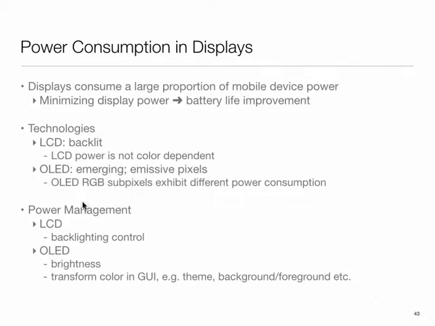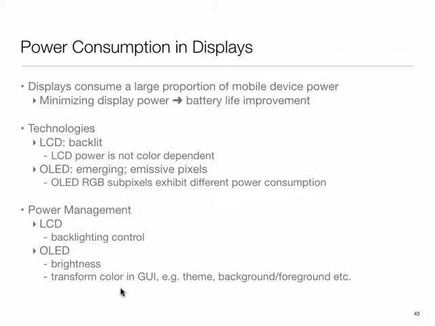These differences then play into the way power management is done. For LCD displays, the control you have is backlighting control. You can change the brightness, or you can shut it off. The LCD part itself is not the major contributor. It's the backlight. In the case of OLED, again you can change the brightness, but you can also muck around with the color because color matters.